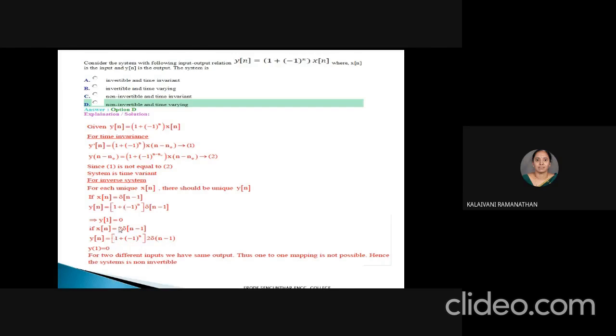So these two values are not unique. So you have to tell that two different inputs have the same output. Thus one-to-one mapping is not possible. Hence the system is a non-invertible system. So you have to remember how to check whether the given system is invertible or non-invertible.